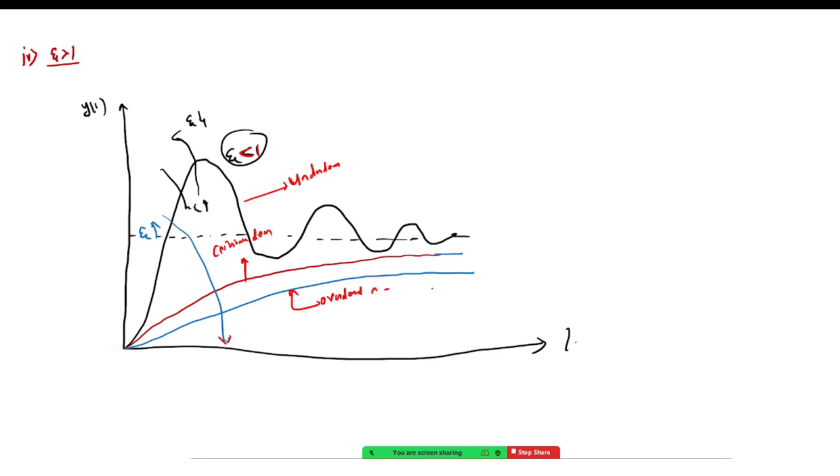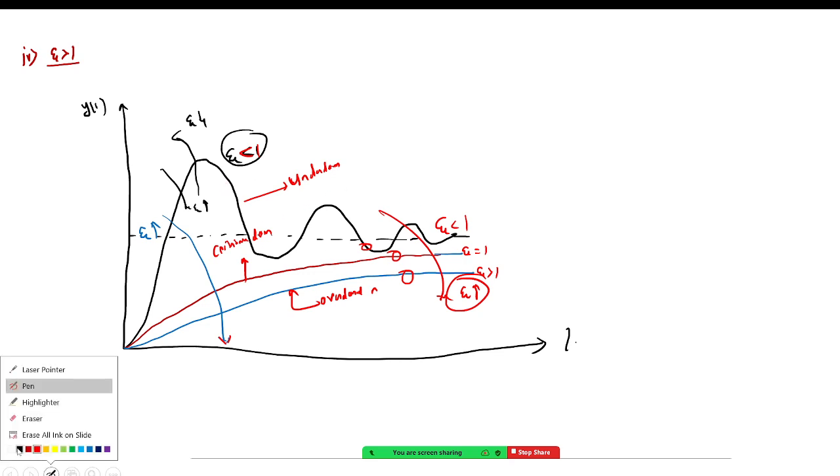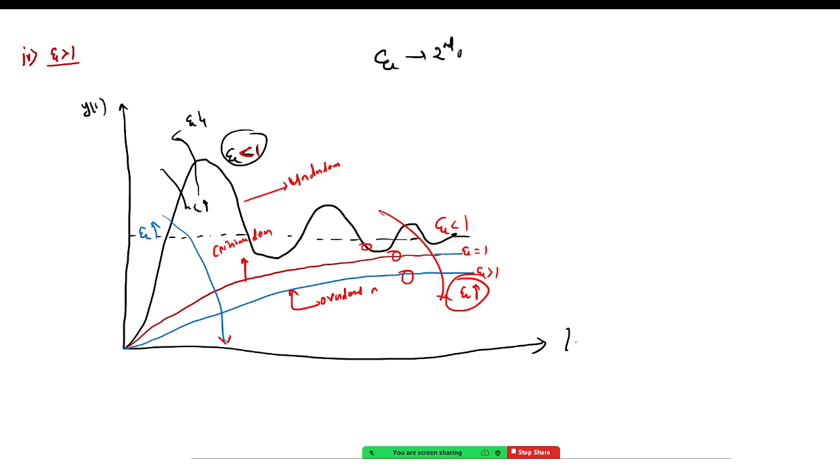Since zeta is increasing this way, more zeta, more value of response. So here zeta is less than 1, zeta is equal to 1, zeta is greater than 1. That's why this is overdamped, this is critically damped, and this is your underdamped system. Is it clear? And all these systems are second order systems. That's why zeta is defined only for the second order system. Fine.